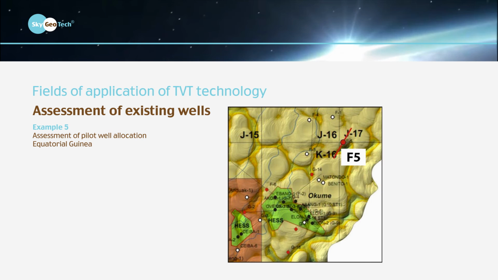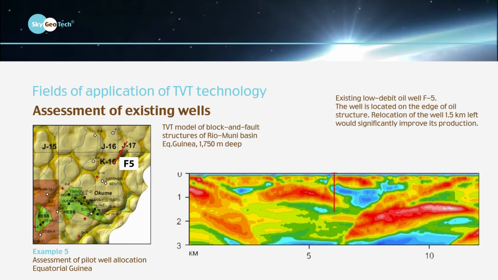This is a TVT horizontal section of a block and fold structure. The F5 well has very low oil production. We were invited to make an assessment of this well, and we built our TVT images, and one of these images is a vertical profile of the block and fold structure under the well.